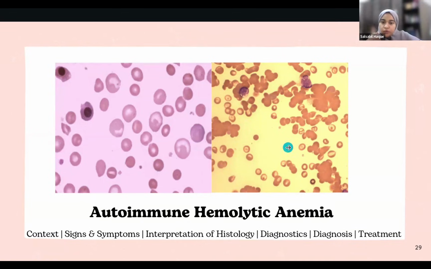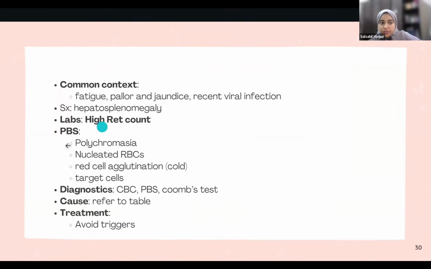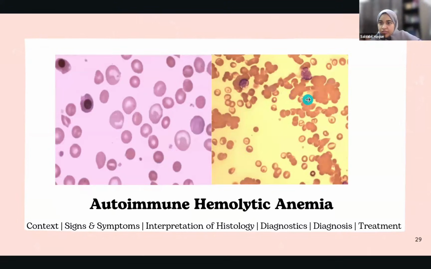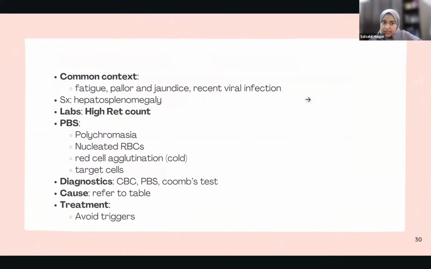Coombs test, okay? Coombs test is very important for diagnosis. They might present with fatigue, pallor, jaundice, recent viral infection. High reticulocyte count is very important because their cells are undergoing hemolysis, right? To compensate for this, the bone marrow is producing more and more and more cells, which results in abnormal or immature cells being in the blood, such as the nucleated RBCs and the high reticulocytes.